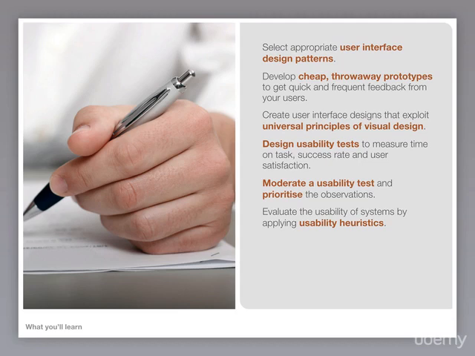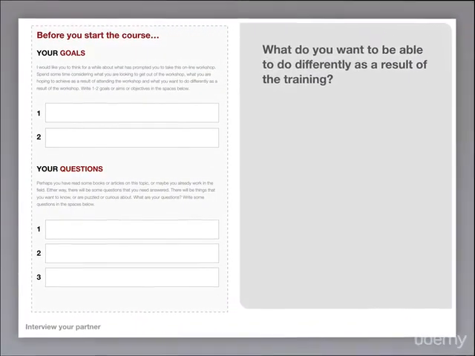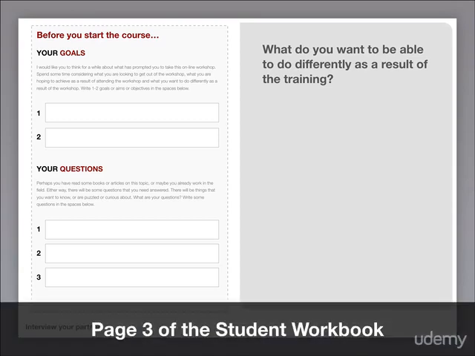Now, there's a lot in there. We better get started. Oh, just before we start, there's something I'd like you to do. In the download pack with the extra materials for this course, you'll find the student workbook. And on page 3 of that workbook, you'll find this form, which asks you to think about your objectives for the training. It looks like the document you can see here.